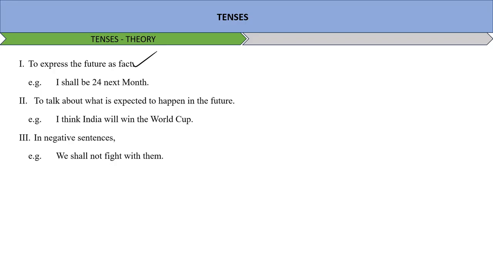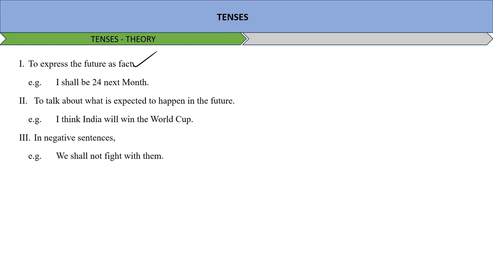It is used to talk about what is expected to happen in the future. I think India will win the World Cup. So something is going to happen, and you are making some predictions. In negative sentences, we shall not fight with them. So maybe we are going for something, and we shall not be doing this. Already talking about a future incident.